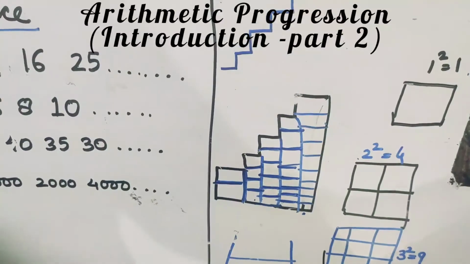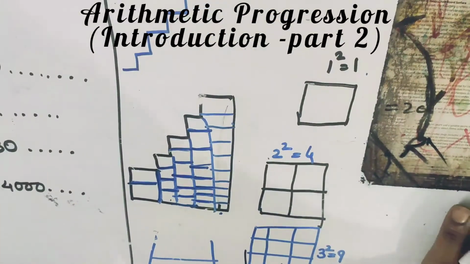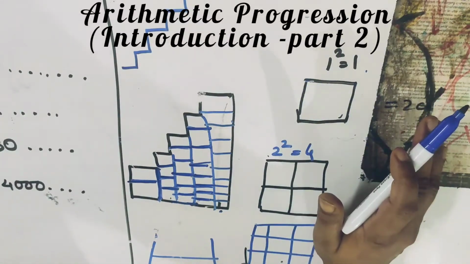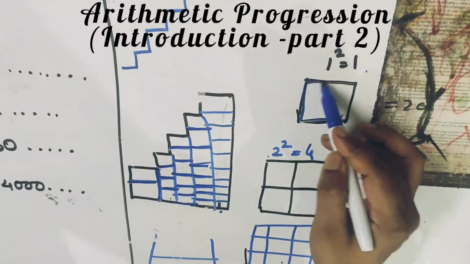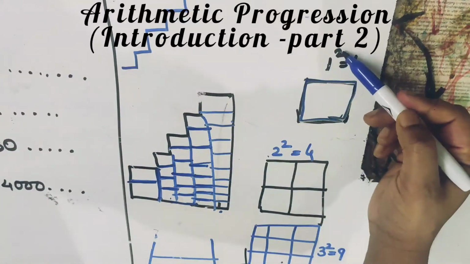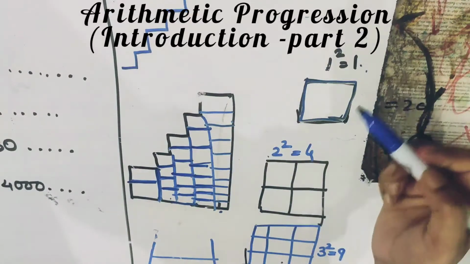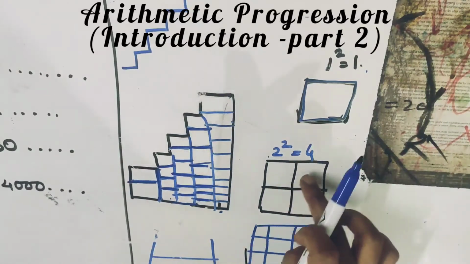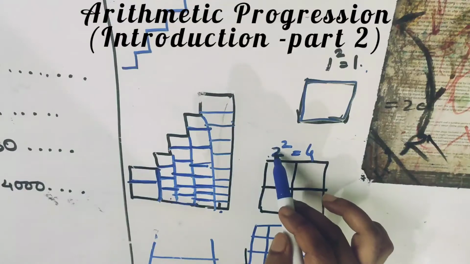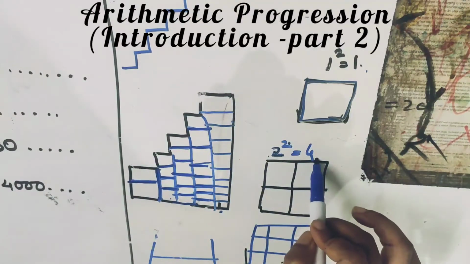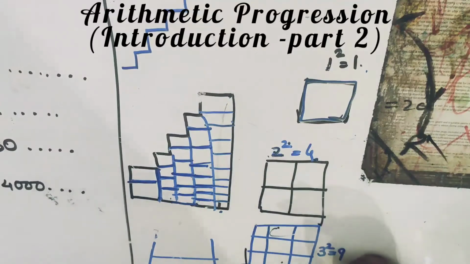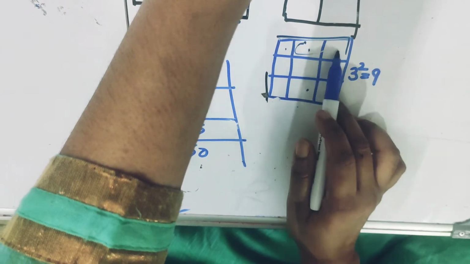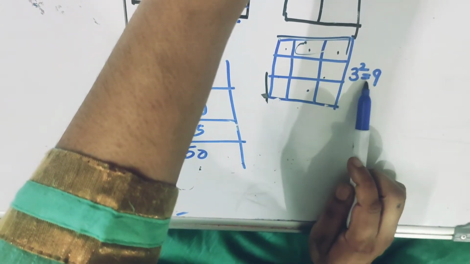In lower classes, you must have studied squares or patterns of numbers. Okay, so here 1 square is given, means you have to do the square of 1, so we will be getting 1. Then you can see here a big square, inside it there are 4 small squares, so we are going to write it as 2 square, which gives you 4. Then again we have a square pattern and it has 9 squares, and it can be written as 3 square is equal to 9.